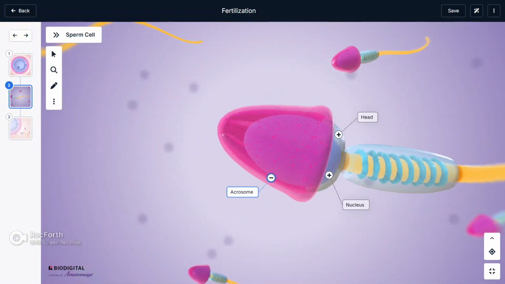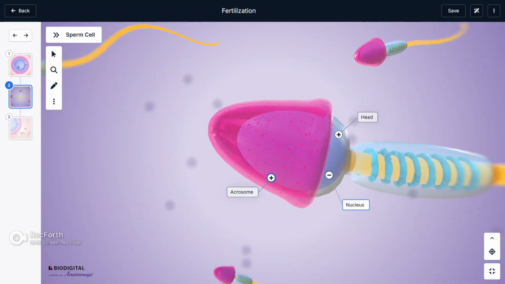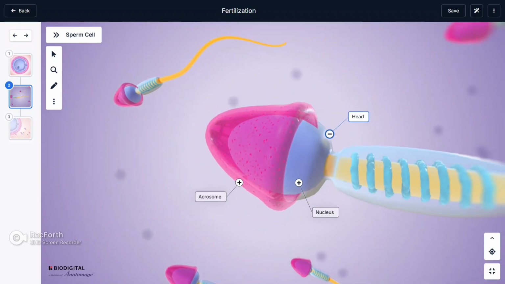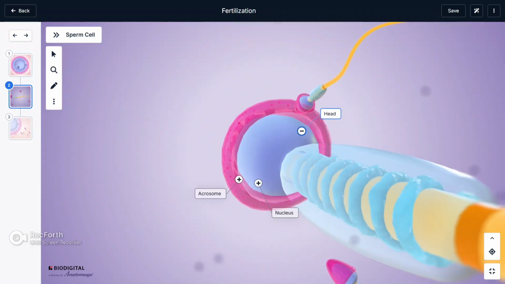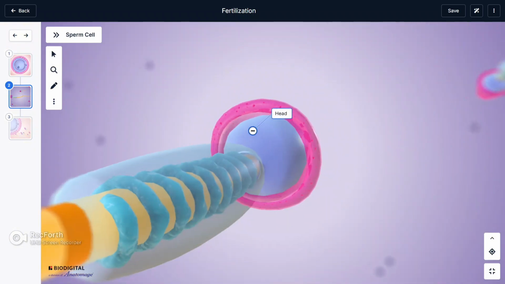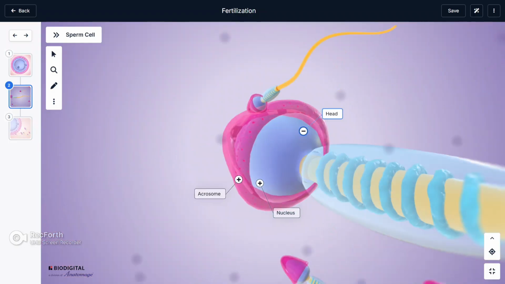And this is the acrosome. It contains powerful digestive enzymes that are released when the sperm contacts the egg. And the nucleus that is located within the head contains the father's highly condensed genetic material. And its head is specialized for efficient movement through the female reproductive tract and for making physical contact with the oocyte.